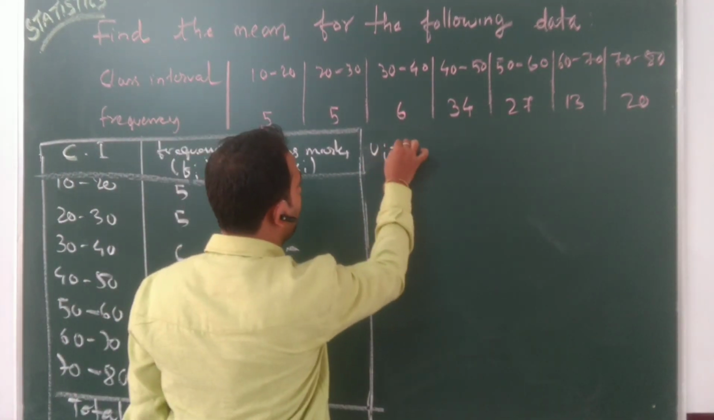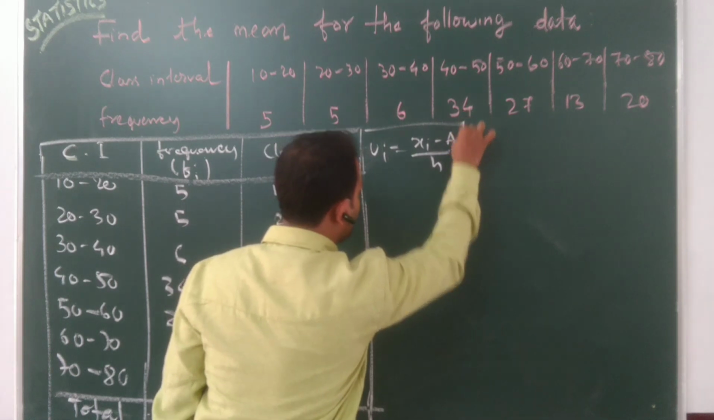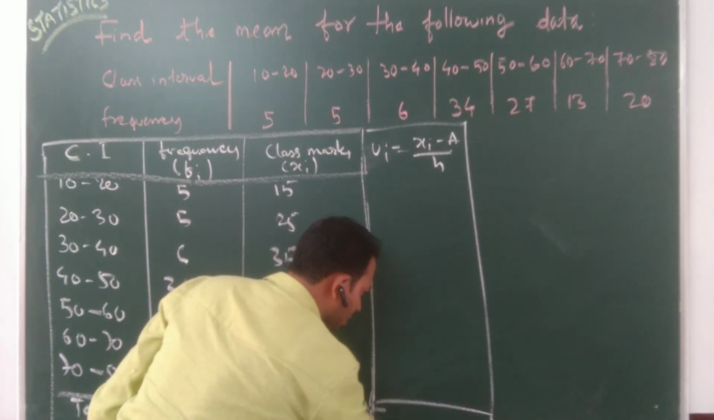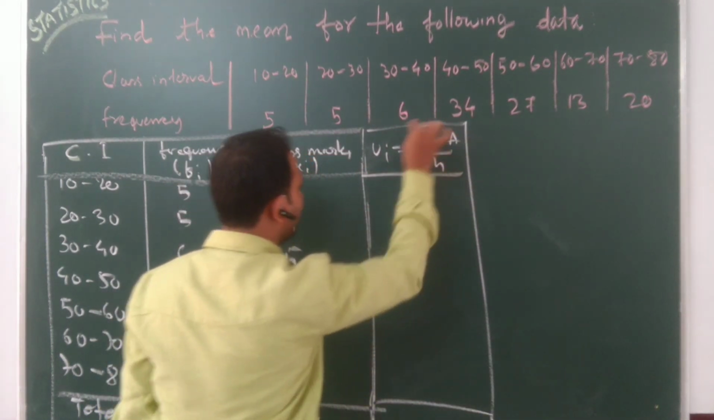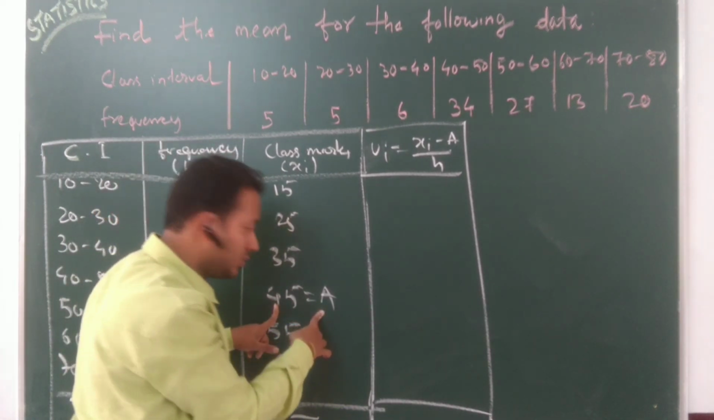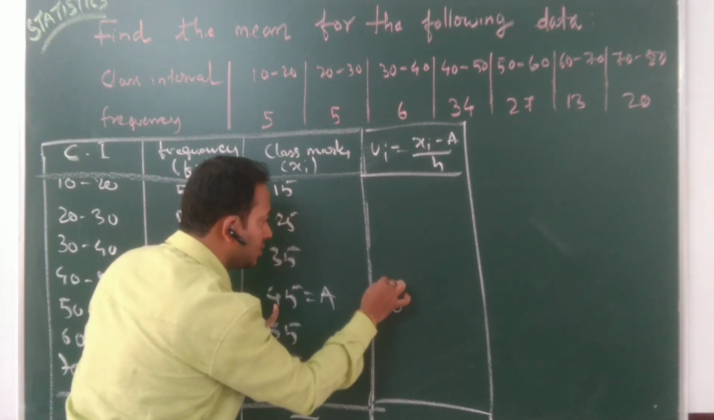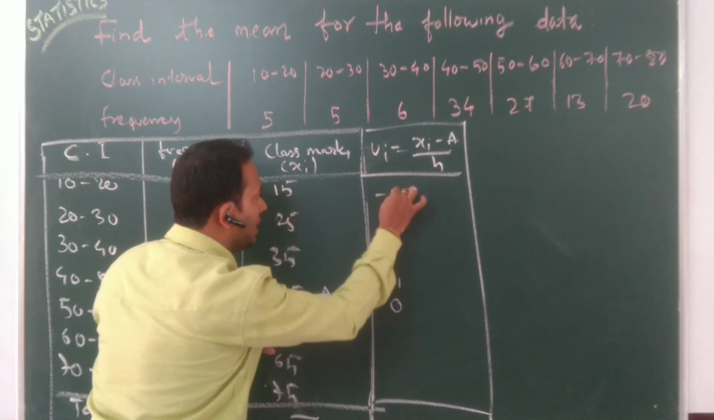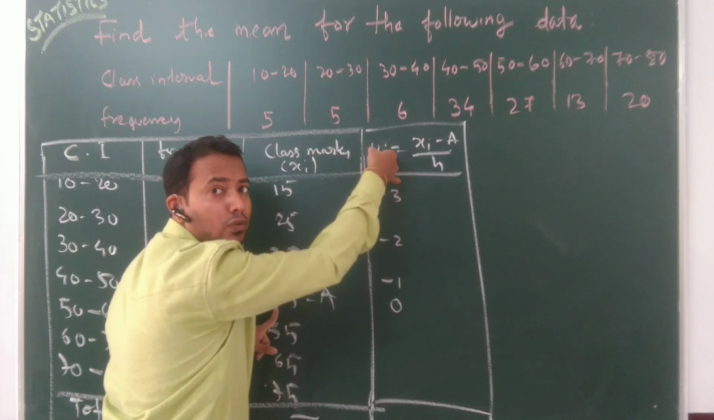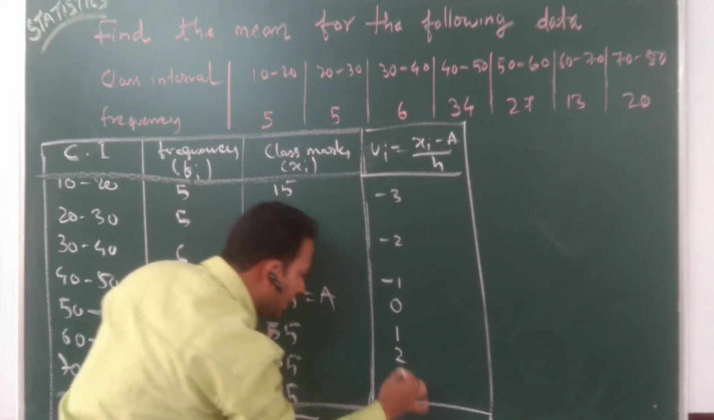So we'll write this formula, that is xi minus a by h. Okay, just write it down. You don't need to substitute any value here. Here, at your assumed mean place, just put 0. And upward you proceed: minus 1, minus 2, minus 3, and if there is more, minus 4, minus 5, minus 6, like that. And proceed this side: 1, 2, 3.